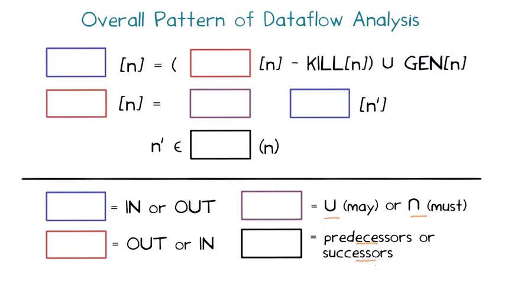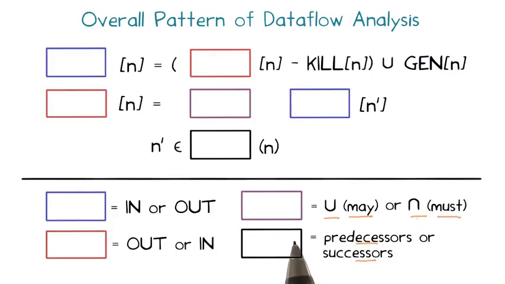Now let's see what may versus must information means. Intuitively, an analysis is set to compute may facts if those facts hold along some path in the control flow graph. In contrast, an analysis is set to compute must facts if those facts hold along all paths.